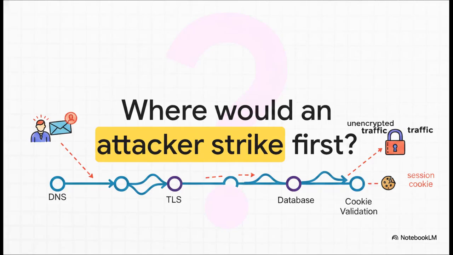Which leaves us with a provocative thought to end today's explainer. We've just mapped out the incredible, invisible, split-second journey of a single web click, from DNS translation and TLS encryption to dynamic database generation and session cookie validation. If you were a cybercriminal looking at this massive chain of interconnected events, which link would you try to break? Would you go after the human with a phishing URL, maybe intercept the unencrypted traffic, or try to steal the session cookie? Think about that vulnerability the next time you browse.